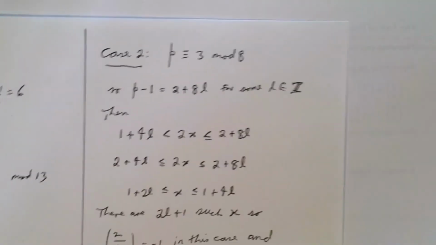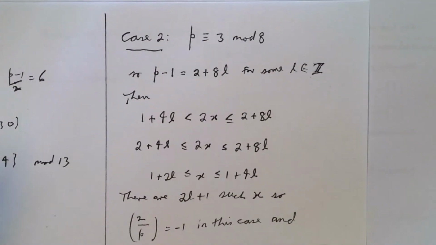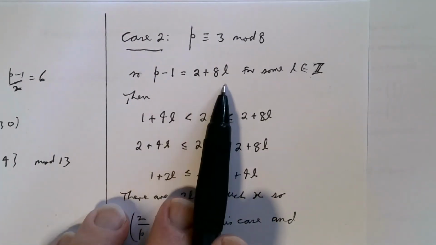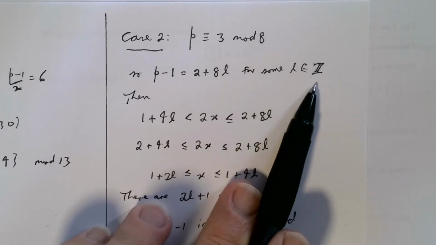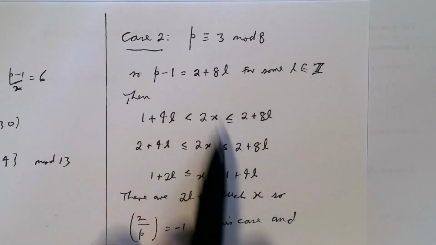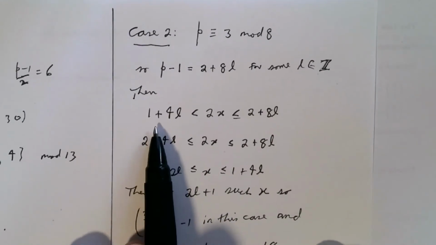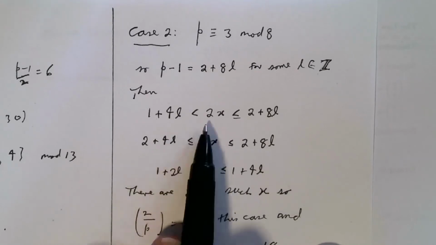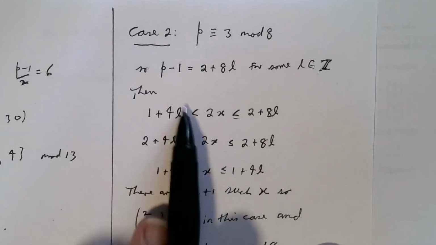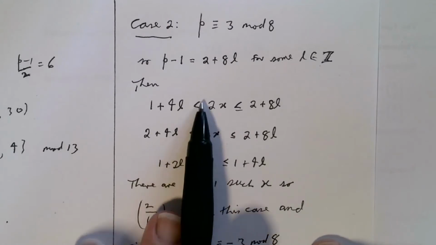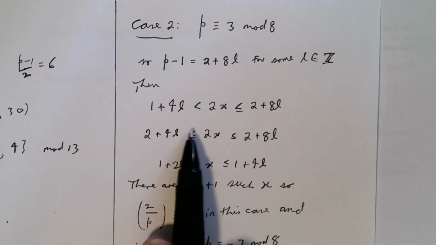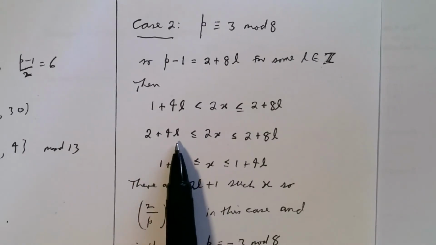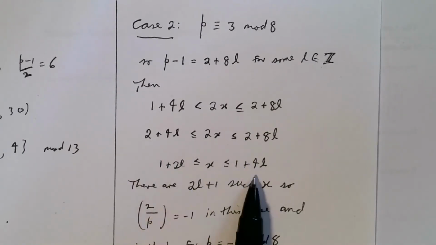So we now look at case 2, where p is congruent to 3 mod 8, and in that case p minus 1 is 2 plus some multiple of 8, for some L an integer. Again, we plug this back into our basic inequality we had before, and we get this here. Now, one wants to divide by 2, but this is odd, and so I just sharpen the inequality here and say, well, look, this is bigger or equal to 2 plus 4L. And now I can happily divide by 2, and I get this.